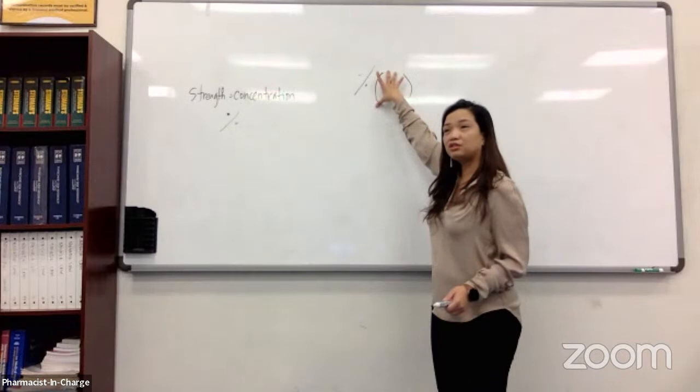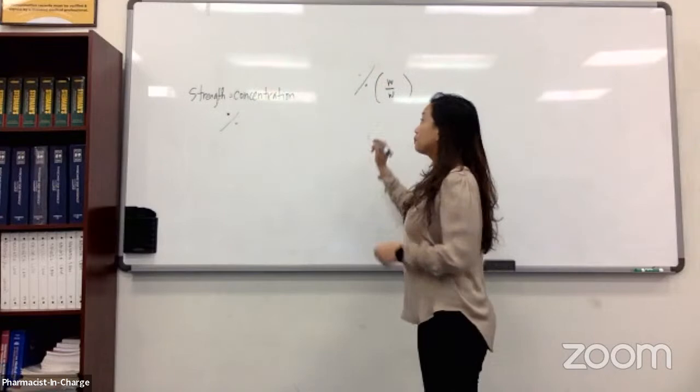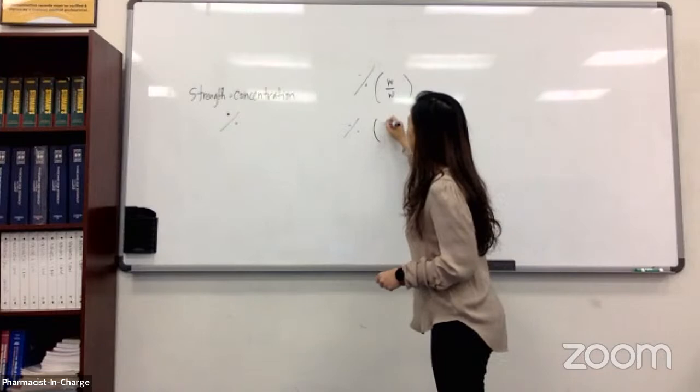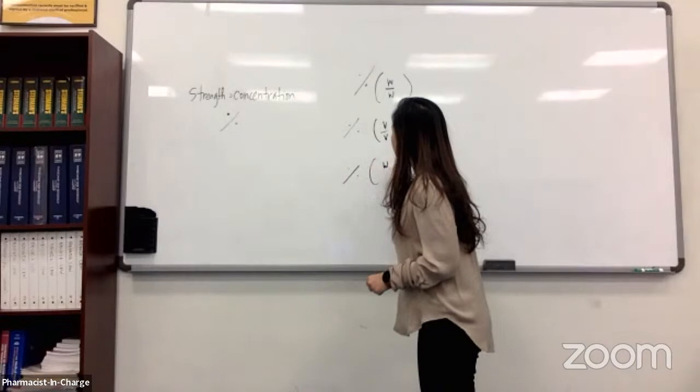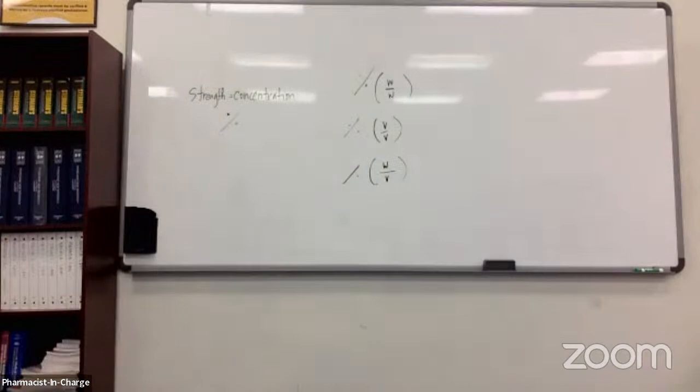This is not always written on the test. But your percentage, your strength of the drug or concentration, may come as weight over weight, volume over volume, or percentage weight over volume. And you will see them written like that if they want to tell you that, hey, this is it. You following? Most of the time, these are invisible.